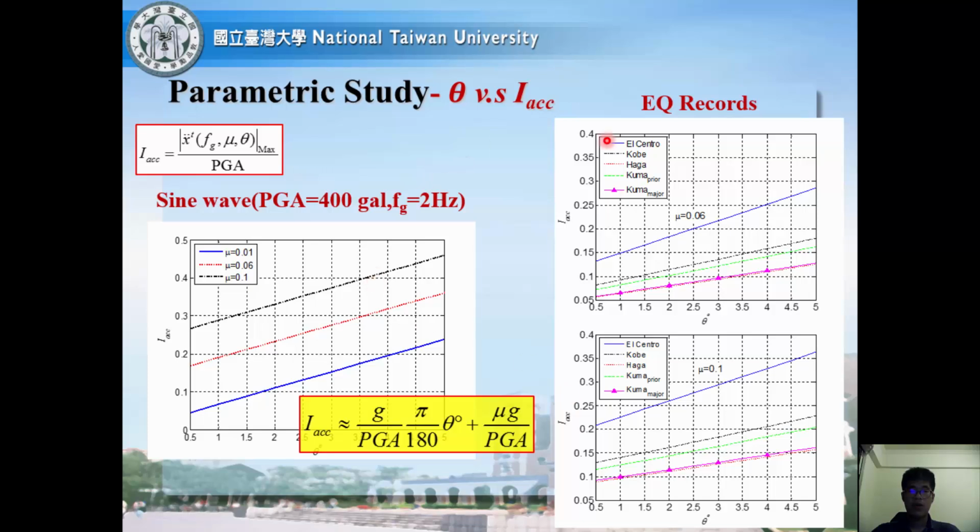From the right figure, we may see that the scales of the x and y axes are the same for these two figures. From these two figures, we may see that the relationship still holds when the system is under real earthquake excitation. And the relationship between theta and IACC shows that the linear equation of IACC will have a larger slope with a smaller PGA, and a higher friction coefficient will cause a larger y-intercept of the equation.